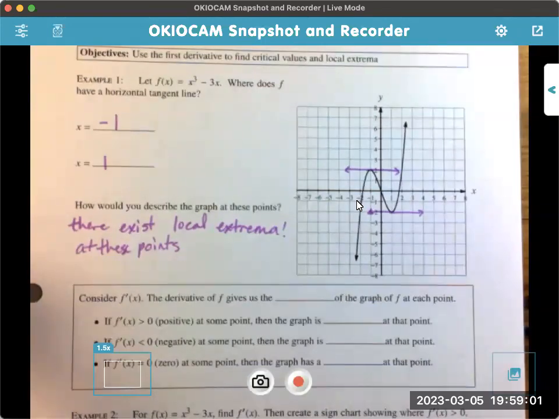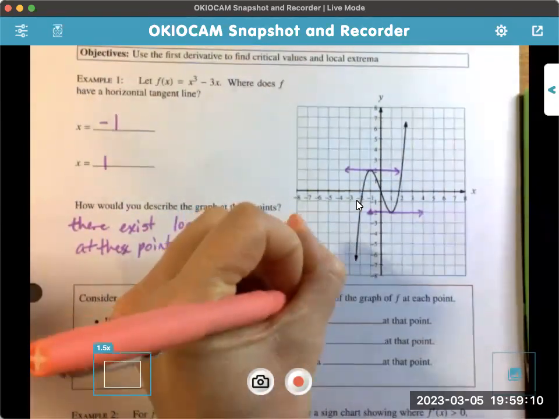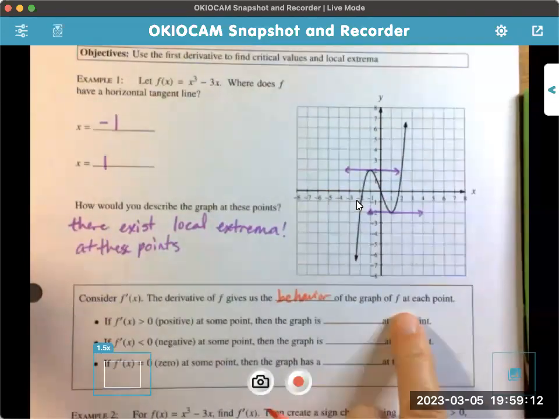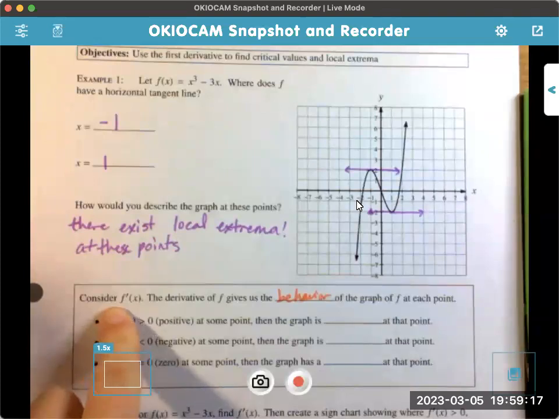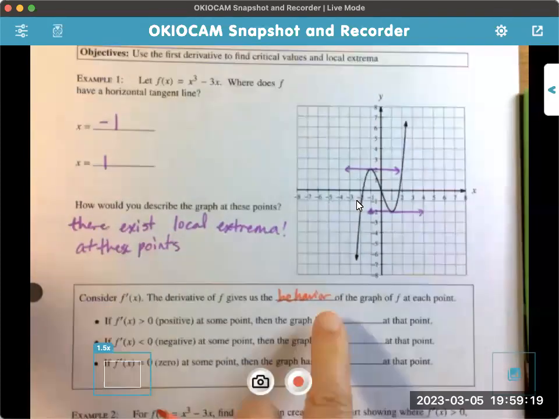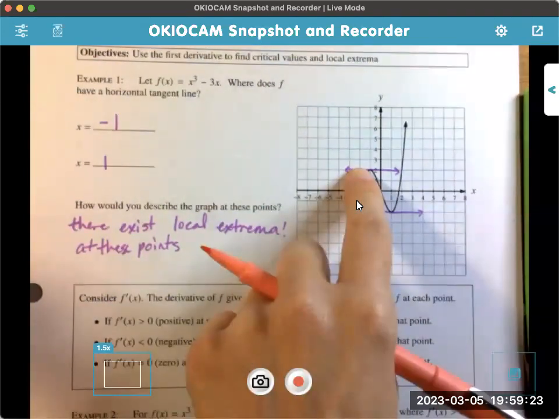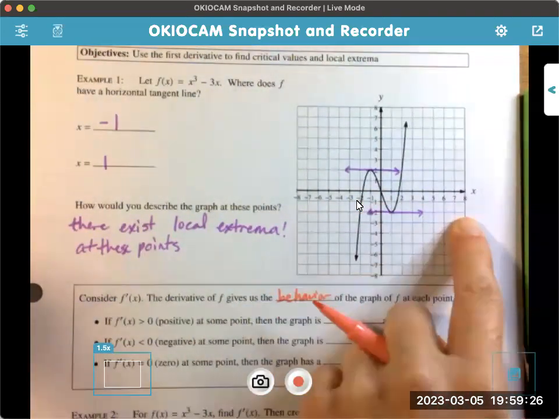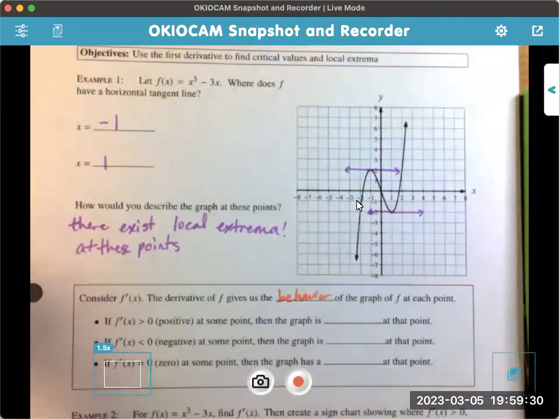So now to go deeper, consider f prime of x. The derivative of f gives us the behavior of the graph of f at each point, right? So by behavior, we mean increasing or decreasing, or constant.